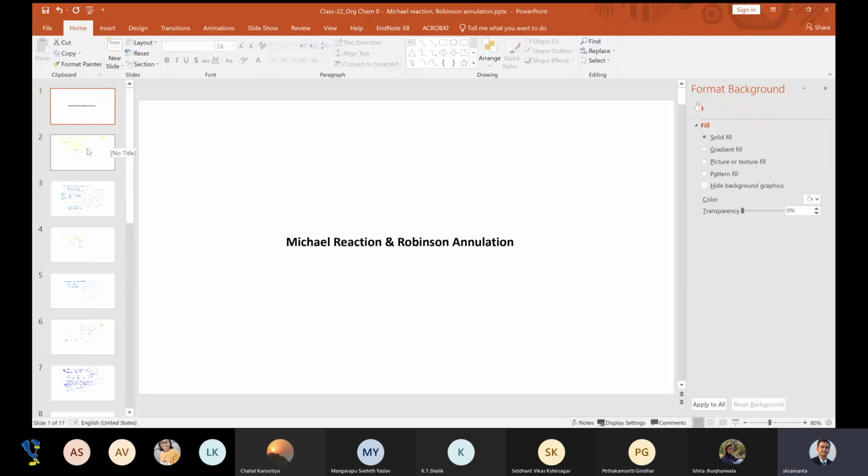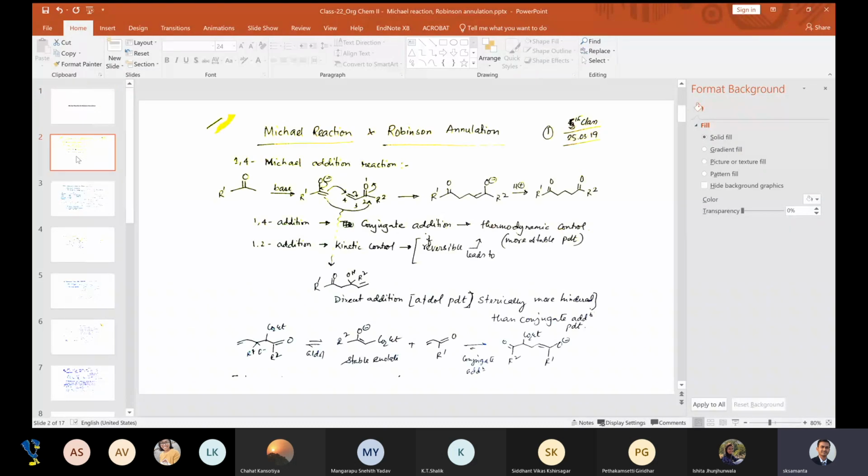What is Michael reaction? We have already studied it before, right? It is basically 1,4 addition in an alpha beta unsaturated carbonyl compound. You all know it, right? So this is what it is. You take a nucleophile that is coming from here, and you take an alpha beta unsaturated carbonyl compound.